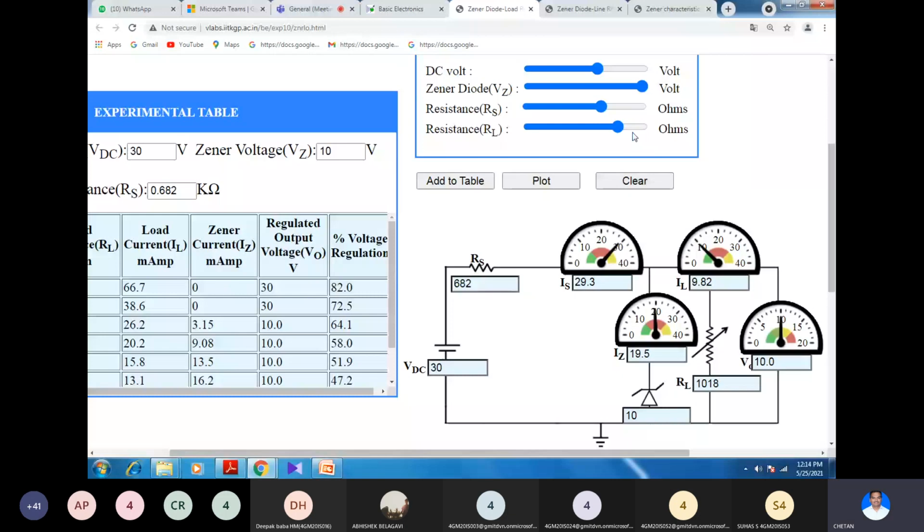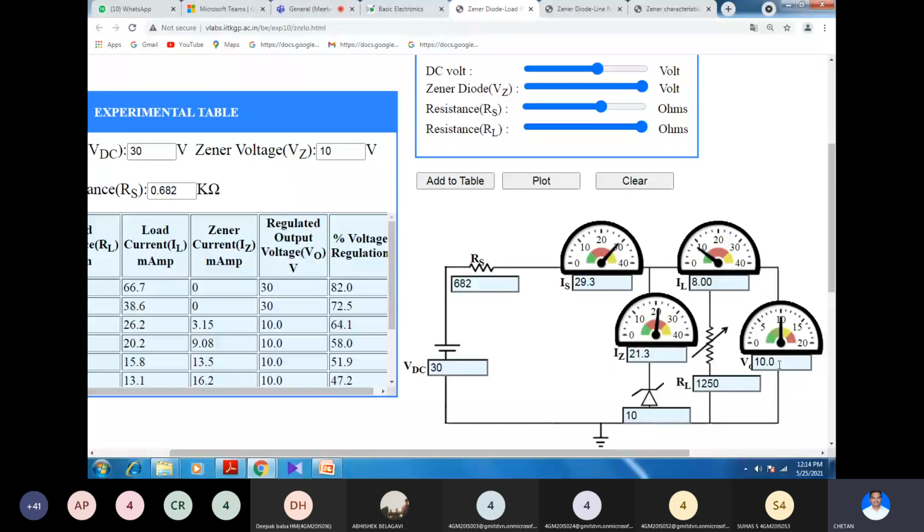So I have taken one more value and added that to the table, and the last value I will take and add that to the table, right? So here I have put the maximum available value for this RL. You can see the voltage V naught is still equal to Vz, right?